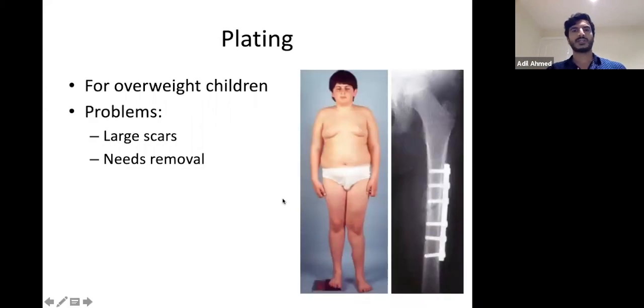Right, so plating, for overweight children, for fractures again that we talked about, that may be difficult to manage with just wires alone, and need more rotational stability. Plating of femurs can be done, particularly in the larger patients, but there will be a large scar and a large incision, and for children that can be quite a traumatic event, and especially for young girls, not being sexist, it can cause a scar as well.